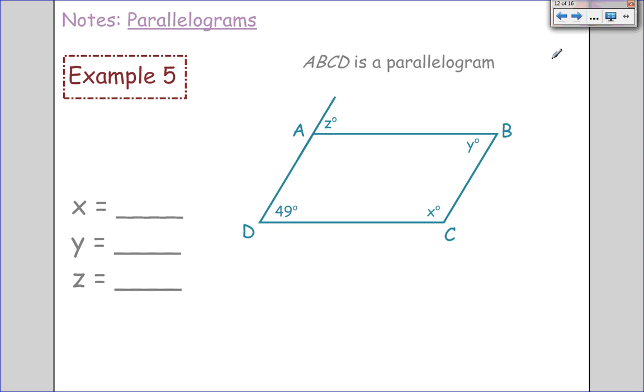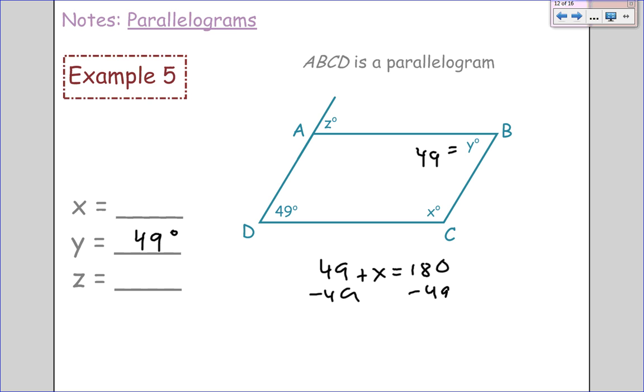All right, I want you to pause the video and try this problem out. All right, welcome back. So we know the opposite angles are congruent. So 49 will be the same thing as y. These two angles have to add to 180. So 49 plus x equals 180. Subtract 49 to get x by itself. So you know x equals 131.